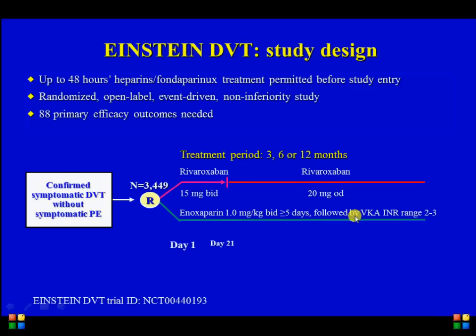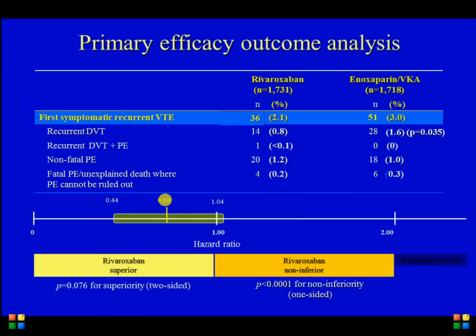I'd like to point out that the rivaroxaban can be started from day one. You don't have to give enoxaparin first. And in this study, the first symptomatic recurrent venous thromboembolism was 2.1 versus 3%. So there was no statistical significance.